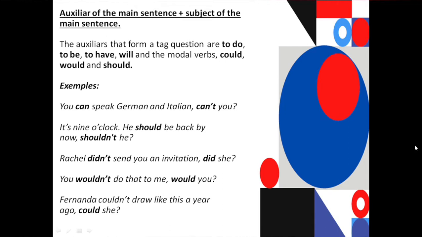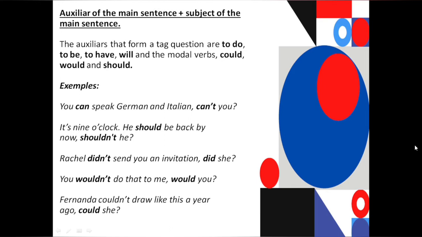And the third example, Rachel didn't send you an invitation, did she? Rachel is throwing a party and she's sending out invitations to everybody. So I want to know if she sent you an invitation, but notice that I think she didn't. That's why my sentence here is in the negative, because I think she didn't send you an invitation. So I want to confirm this. Rachel didn't send you an invitation, did she? Oh no, she didn't. Oh yeah, she did.